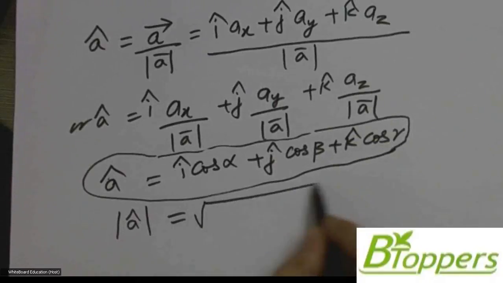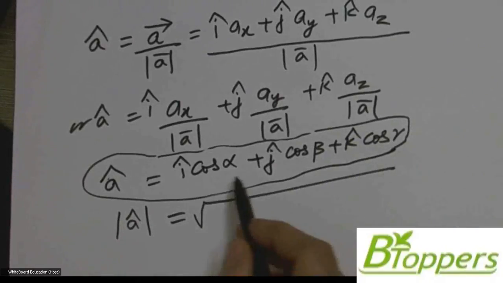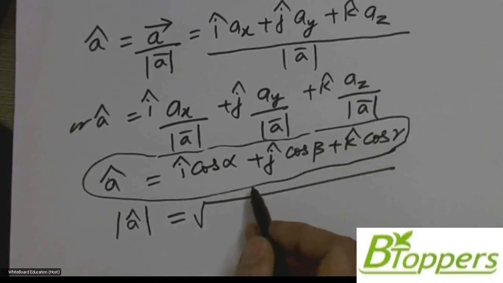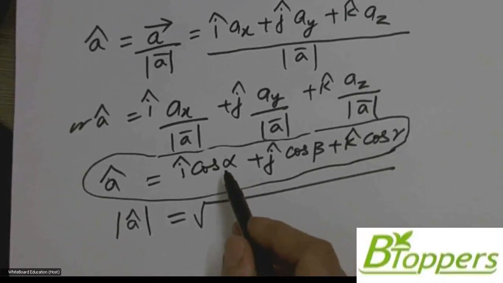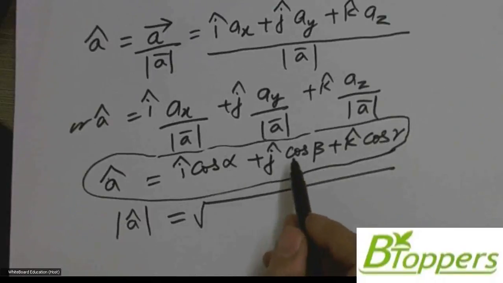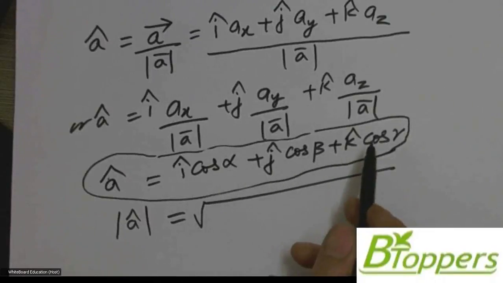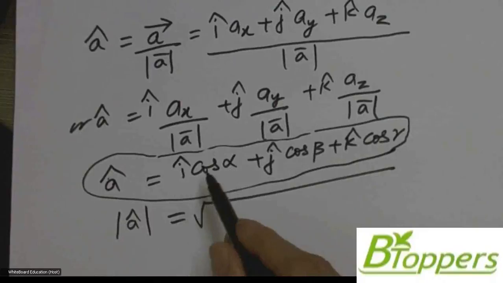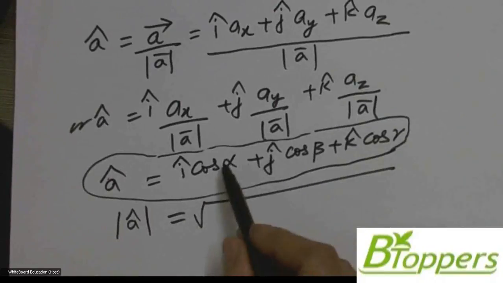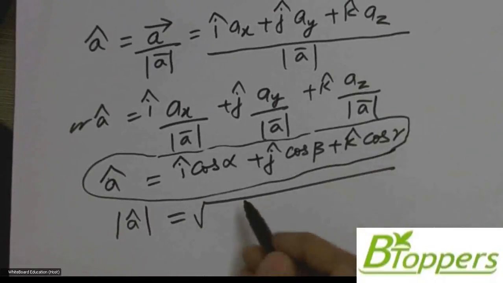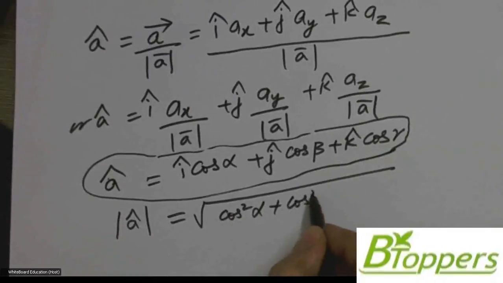In general, modulus of a vector is equal to the square root of the sum of the squares of the coefficients of I cap, J cap, and K cap. That is, modulus of vector is equal to the square root of the sum of the squares of the three rectangular components along the three coordinate axes.